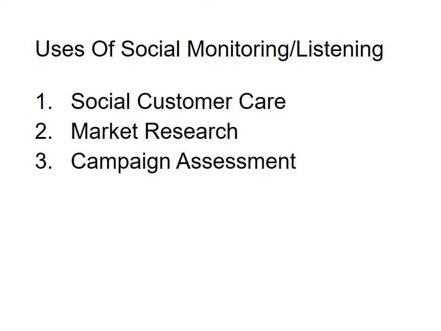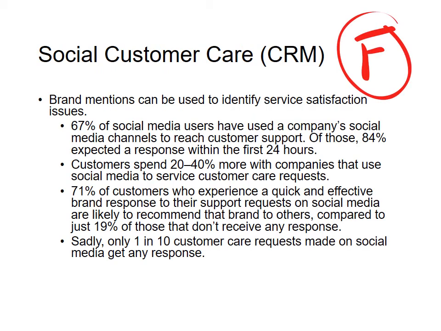There are three primary uses of social monitoring and listening that companies can use. Number one is social customer care. Number two is simply market research, as we've discussed. And number three is campaign assessment. However, social customer care still has much room for improvement. In fact, current surveys, as well as the textbook, give most firms an F for failure to take advantage of social customer care.